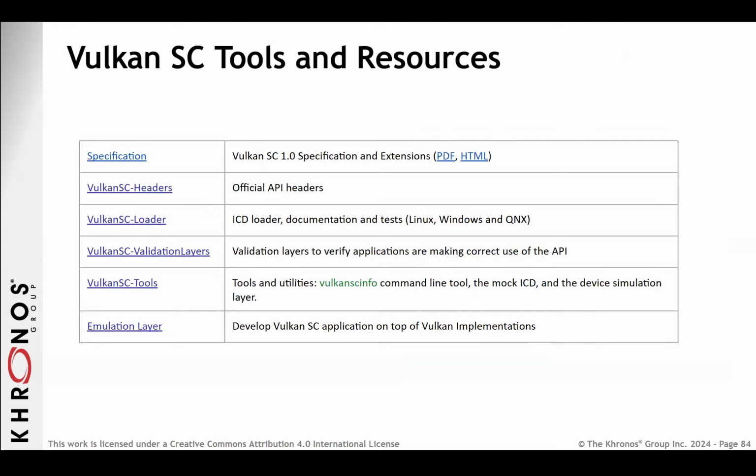There are a lot of tools and resources to get you started. Obviously the specification is where you'll want to look for all of the gritty details on exactly what's in it. But you can also check out their validation layers just for Vulkan SC. There's a collection of tools and the aforementioned emulation layer, all available at this set of links, which will be available in the slides once they're distributed.